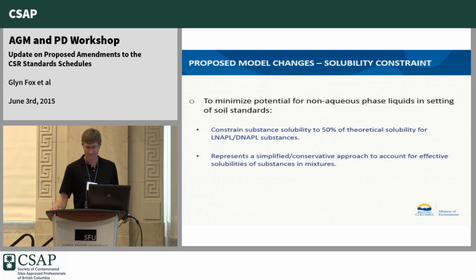Then a few other changes on the books. One of the overarching objectives is we don't want to generate NAPL with soil standards. One way to deal with that is to try to limit solubility. So we could impose a limitation on solubility of a substance, some constraint on the solubility. In this case, we're putting forward let's restrict solubility by 50% for LNAPL, DNAPL organic substances. This just reflects what we see: typically you don't find a single substance in the subsurface. It's typically present as a mixture in most cases. So this is just a conservative measure to account for that.